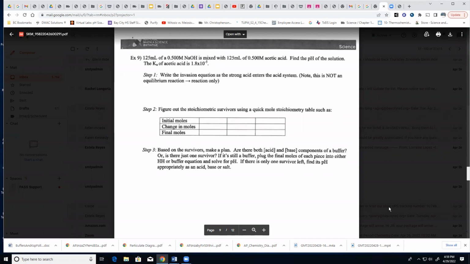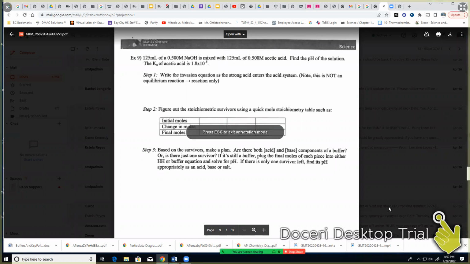All right, so we're adding sodium hydroxide and mixing it with acetic acid. This one looks a little different because we don't have a salt in it like we would sometimes in a buffer system. But if we showed a buffer system with the weak acid and its salt, it probably would be sodium acetate. Well, we already have the sodium here, so that's why it looks a little different.